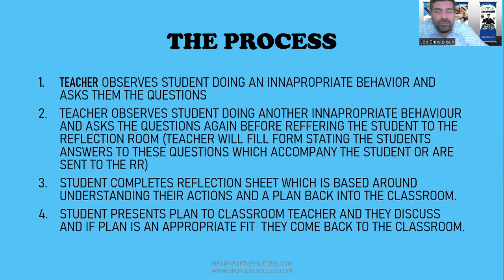Once the student arrives in the reflection room, they will begin a planning process of identifying what they've done to be sent to the reflection room and what needs to be done to repair any damage, or what they could do better next time, other strategies they can use so that they don't find themselves committing the same misbehaviours in the classroom. Once they've got that plan written up, they will come back and see the classroom teacher that had referred them there, and they'll see if that plan is an appropriate one to allow the student back into the classroom, so that they can go all the way through their actions and understand what they've done and what a better solution is.